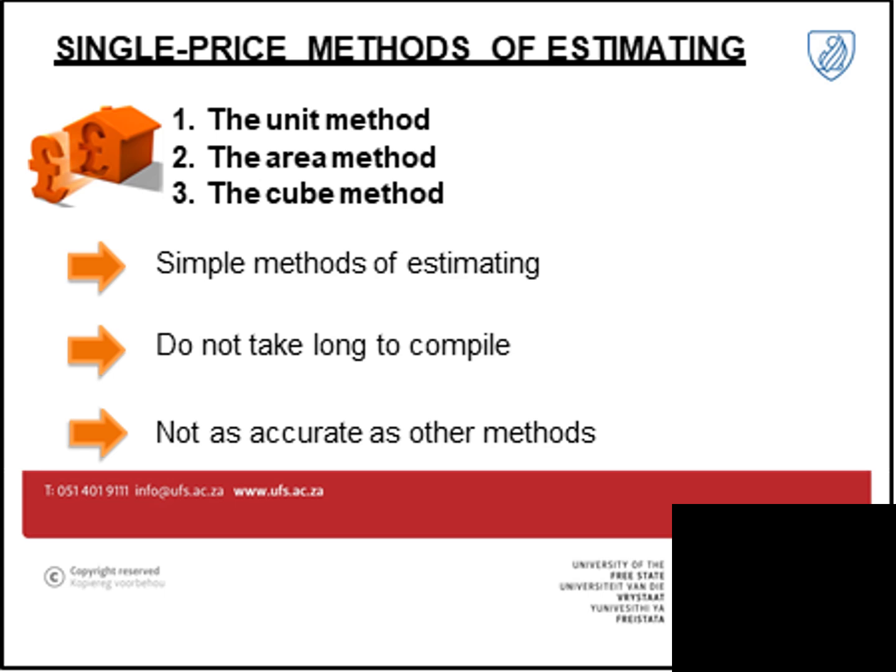Okay, so we've got our three basic single price methods, which is our unit method, our area method, and our cube method. They are simple estimations and do not take a lot of time and are not as accurate as other methods. You can obviously improve the accuracy of these methods by inquiring about or improving the rates that you use, excluding external works and calculating that maybe in detail, etc.